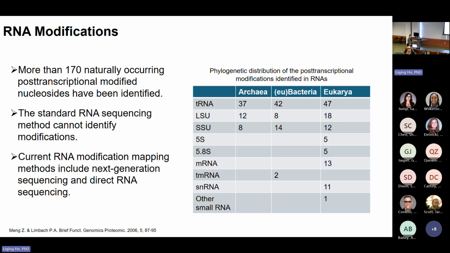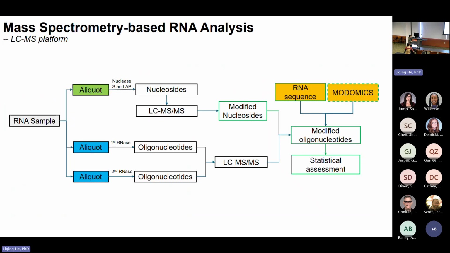LC-MS is a very powerful tool. It can simultaneously detect various modifications and also can discover new modifications. And also, it is pretty cheap compared with these analyses. So we developed a method on LC-MS for RNA modification identification.